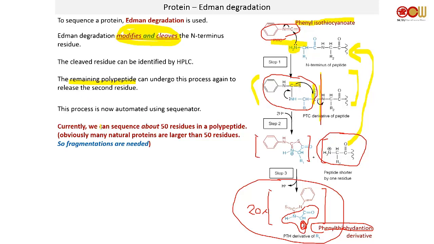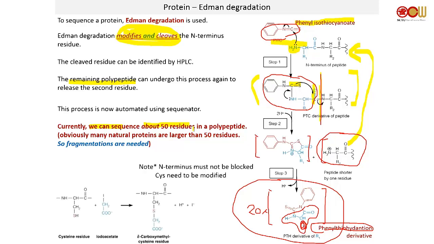Right? So currently, we can sequence about 50 residues. On your slide, it may say more than, cross that out. Usually we sequence about 50 residues from the N-terminus in a polypeptide, right? So currently there is still a limitation of roughly 50 residues, okay? You can't sequence the entire protein, and you can think about why, okay?